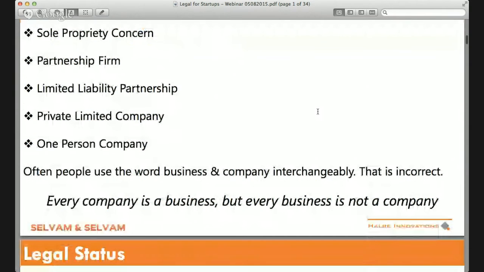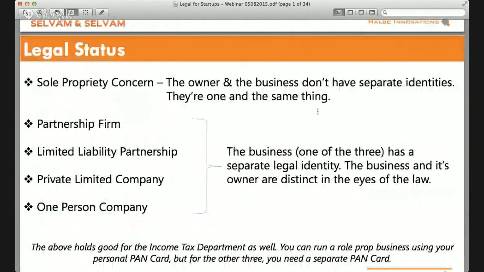Now, let's delve a little deeper into what each of these forms of business organization actually mean, and then we will finally conclude with how we decide, based on our requirement, which form of business organization needs to be chosen. When you come to legal status, that's the first thing that we will discuss. In a sole proprietary business, the owner and the business do not have separate identities. They are one and the same thing. So you cannot say that the business is separate from the owner, because they're fused into one single ball, if you can call it that.